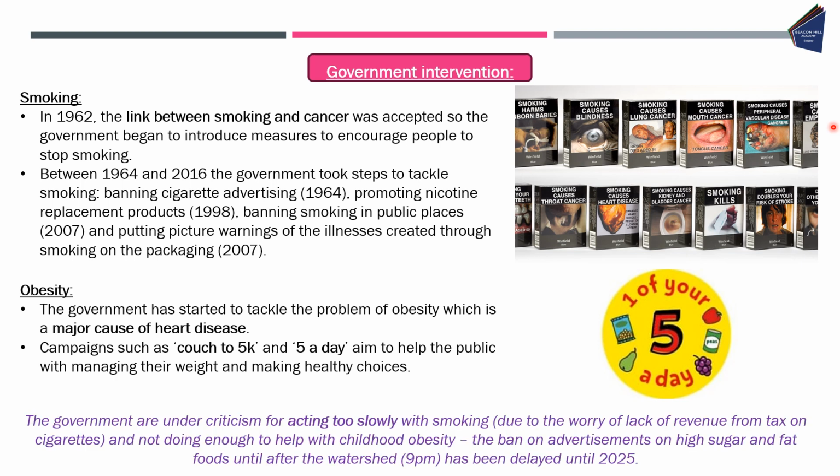The government, however, are under criticism for acting too slowly with smoking due to the worry of a lack of revenue from tax on cigarettes, and not doing enough to help with childhood obesity. There was supposed to be a ban on advertisements on high sugar and fat foods until after the Watershed on TV at 9 p.m., but this has been delayed until 2025, which proves that the government potentially are under criticism for acting too slowly.